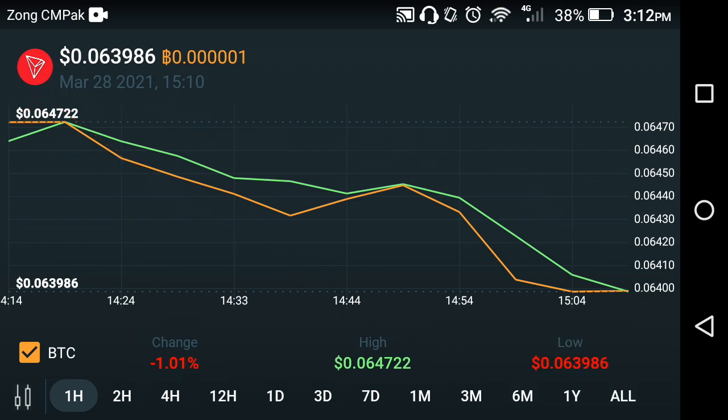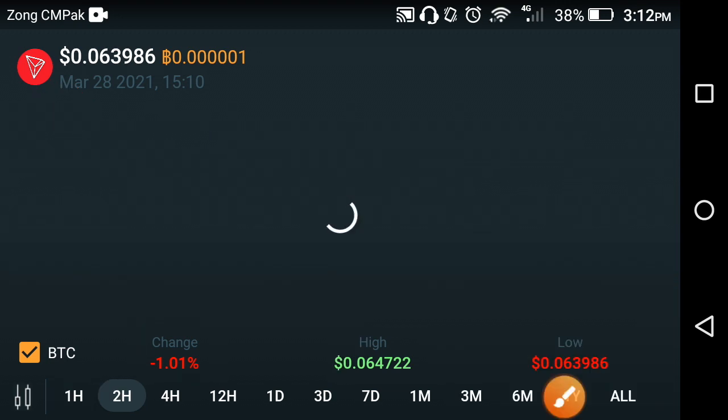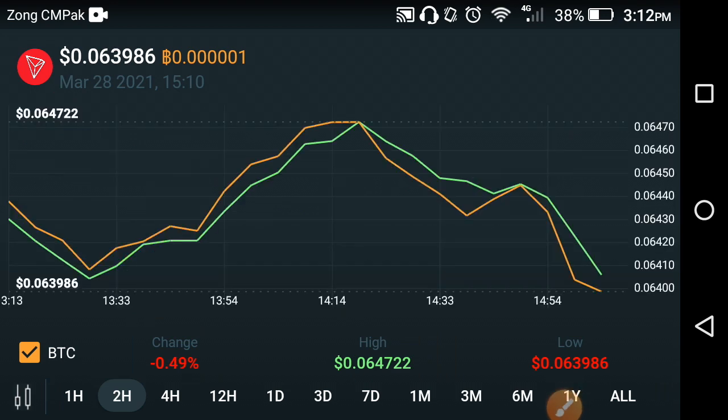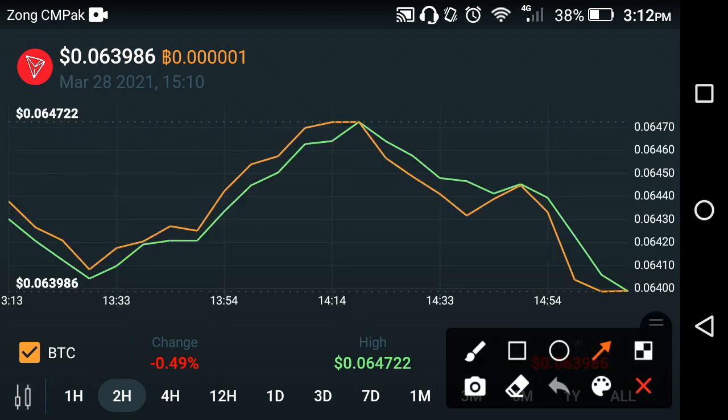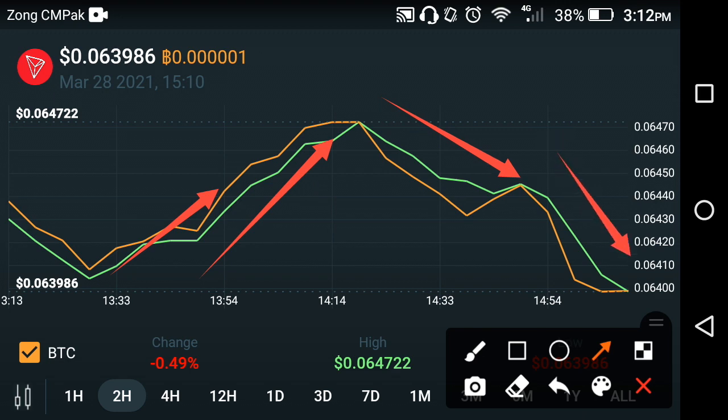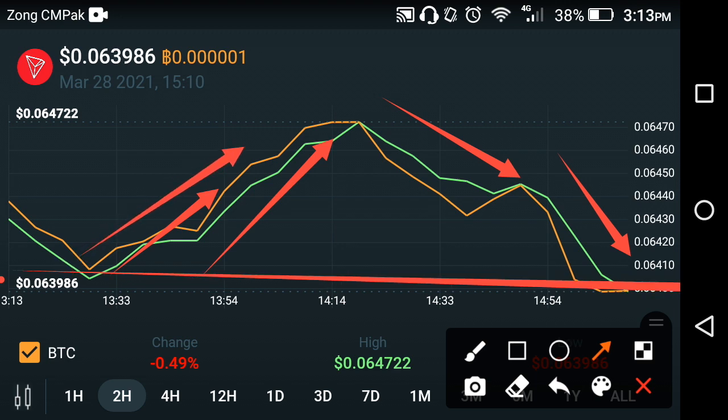Now let's see what changes occurred in the previous 2 hours of TRX crypto in the market. As you can see now, the 2 hour result of TRX crypto tells us that TRX crypto had a great jump in the previous 1 hour, but in the last previous 1 hour it fell down again and again. As you can see now, so it is neutral in this position. As you can see here, in the previous 1 hour it took a jump, and in the previous last 1 hour it took a false jump.